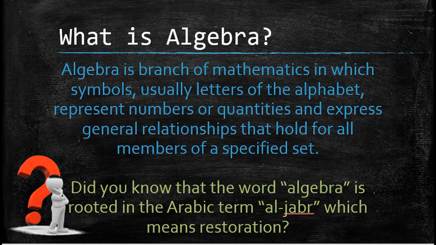For example, I know we've worked with x quite a bit. So x would be the variable, or the letter of the alphabet, that represents a specific quantity. So in that equation, all of the x's would be equal to the number that we solve it for. Did you know that the word algebra is rooted in the Arabic term al-jabar, which means restoration? So restoration of the equality of the equation.